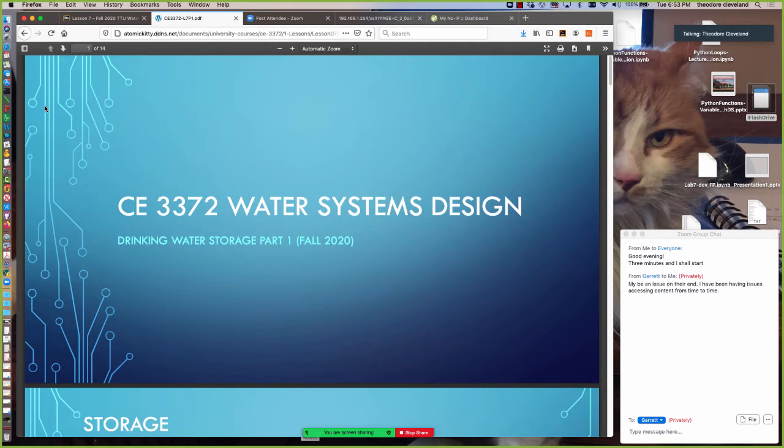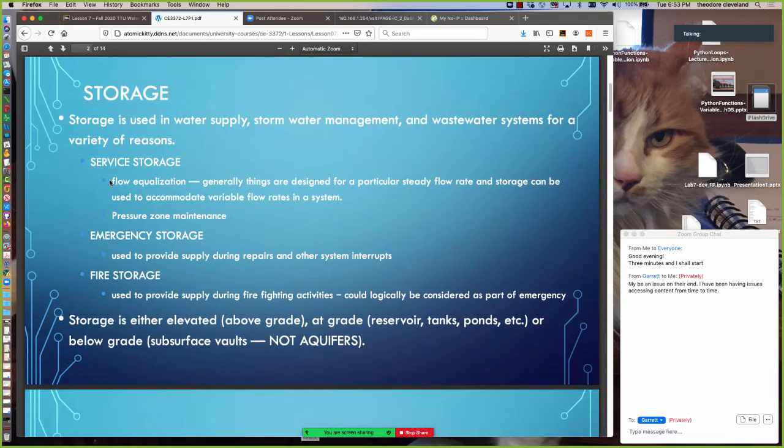So the first part discusses storage and why it's used. So it's used in water supply, stormwater management, and wastewater systems for a variety of reasons. Much of what I'm going to present in the next few minutes is applicable to all three categories, with one important exception. We're usually unwilling to pay the energy cost to elevate stormwater or wastewater. And the thought of storing wastewater in an elevated storage tank is just icky. So that doesn't happen. But at grade and below ground are both commonly used in stormwater and wastewater.